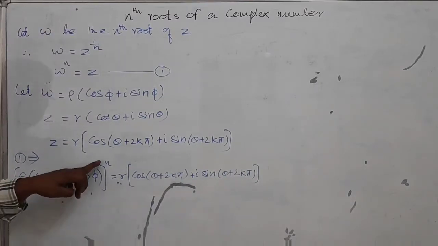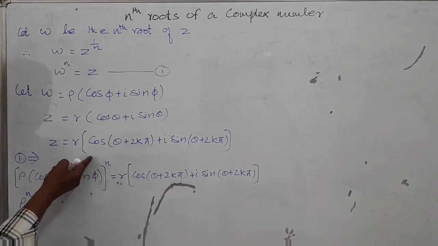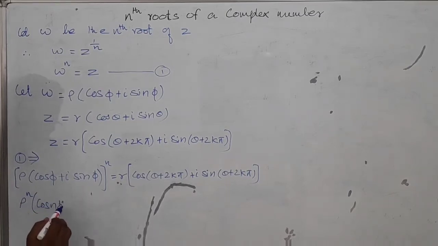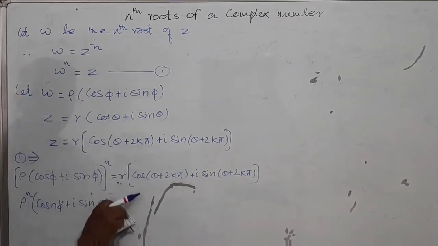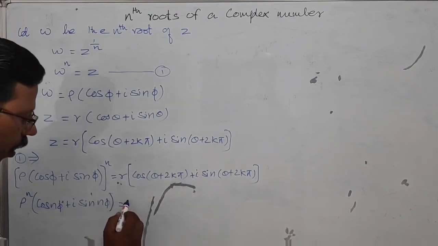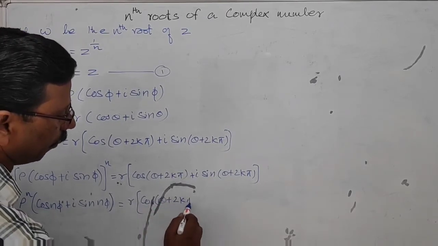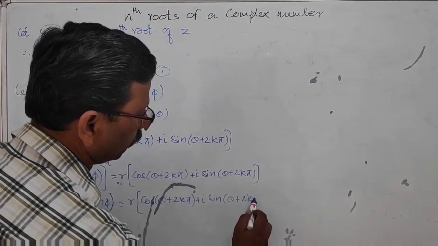Now here you can apply the power inside. Rho into cos phi plus i sin phi whole power n, since AB whole power n means A power n into B power n, we can write rho power n into, and here we can apply De Moivre's theorem directly, cos n phi plus i sin n phi, which is equal to r into cos of theta plus 2k pi plus i sin of theta plus 2k pi.